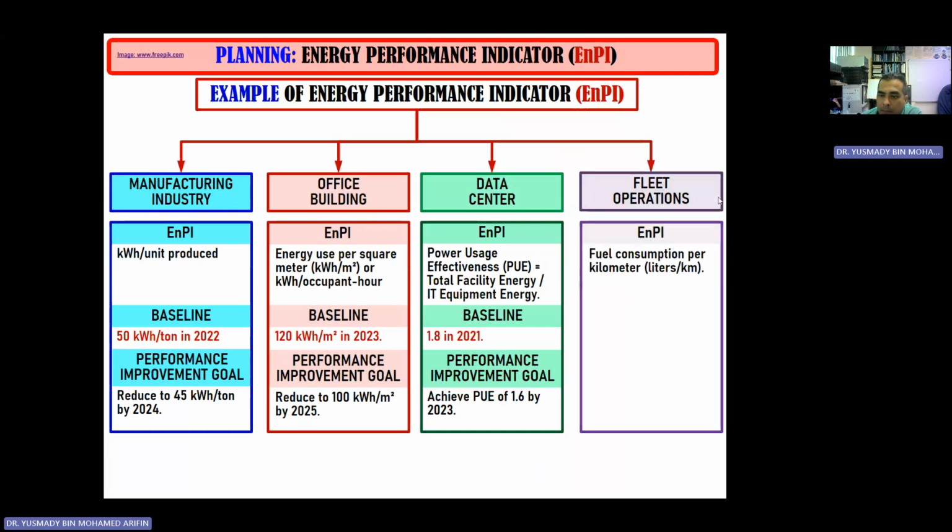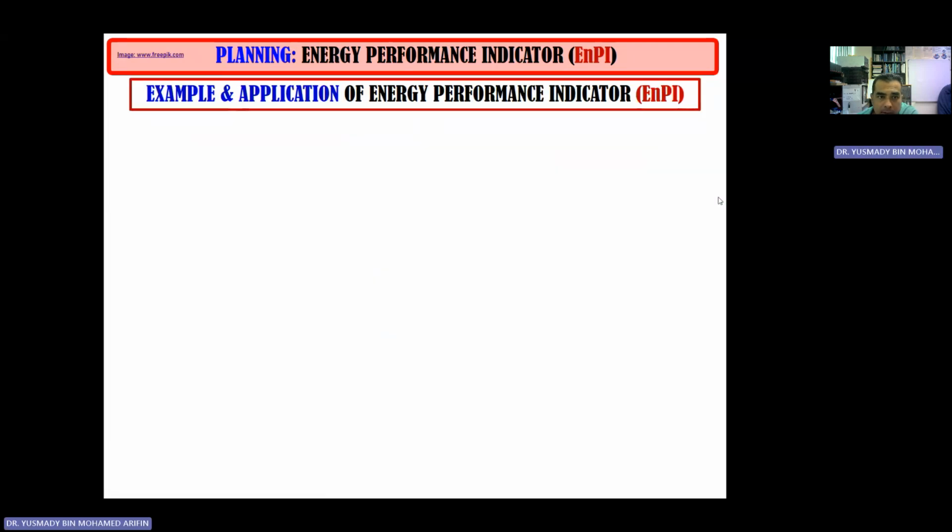Fleet operation ENPI, fuel consumption per kilometer, liters per kilometer, baseline 5 liters per kilometer in 2022, performance improvement goal reduce to 4.5 liters per kilometer by 2024. So these are the examples in terms of ENPI, baseline, and also the performance improvement goals. So at least we can differentiate between ENPI, baseline, and also the goals for each individual sector. Okay, now examples and also applications of energy performance indicator ENPI.